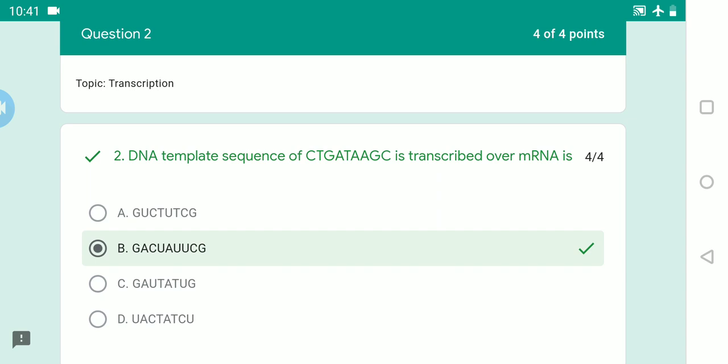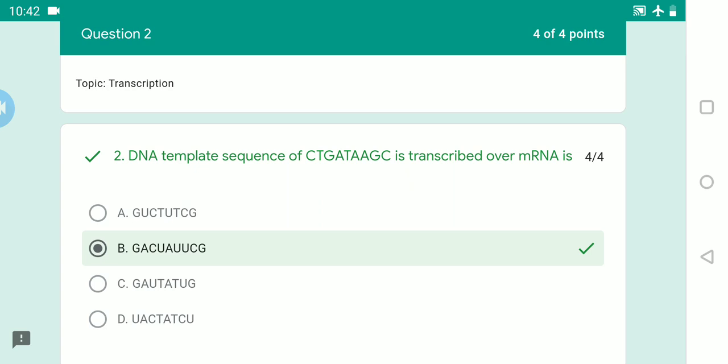The second question is also related to transcription. Let me write the question. The DNA template sequence CTGATAAGC is transcribed into messenger RNA as. I told you in the earlier classes also, whenever it is DNA, it will be ATGC, but after transcription, the messenger RNA contains the nitrogen bases AUGC. Wherever C and G are present there will be no changes, but wherever thymine is present, we should identify uracil.